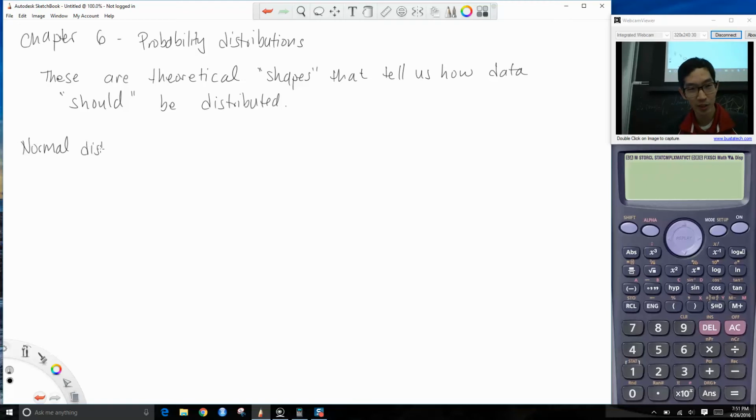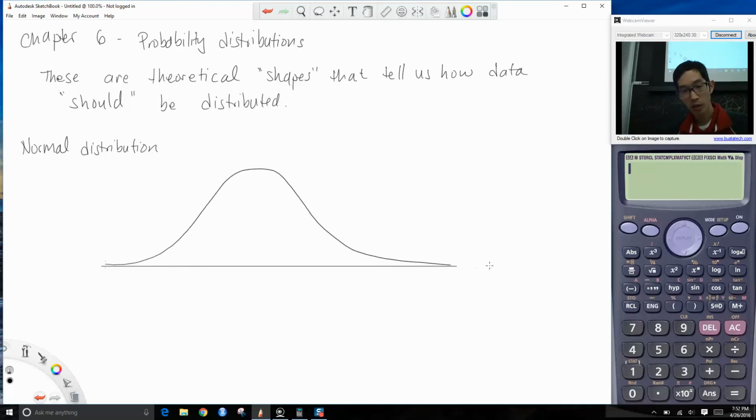Okay? And the normal distribution looks something like this, okay? And so along the x-axis is basically a number line, okay? So along here we have a number line, okay? And the height of this curve represents how common these values are.